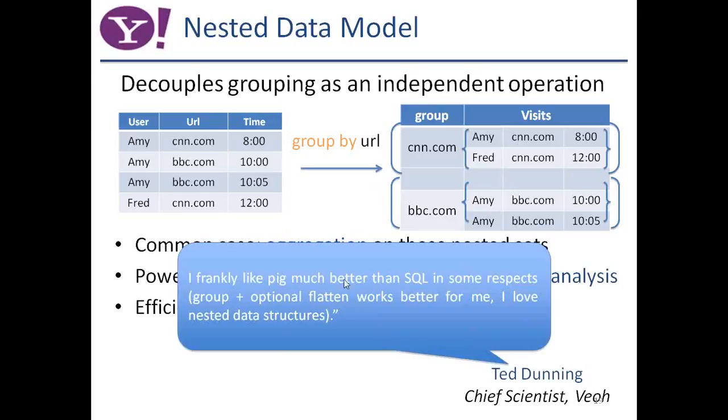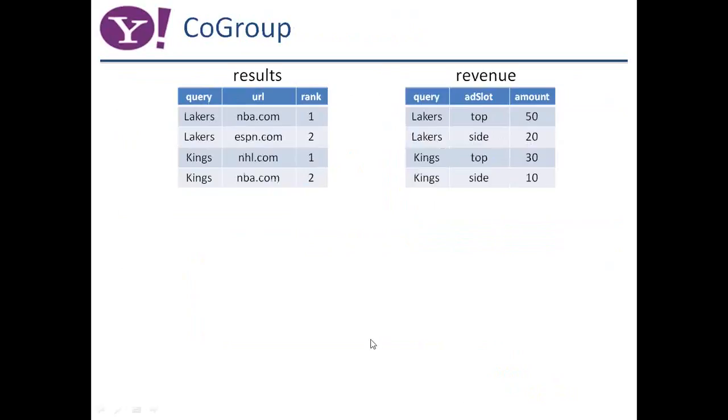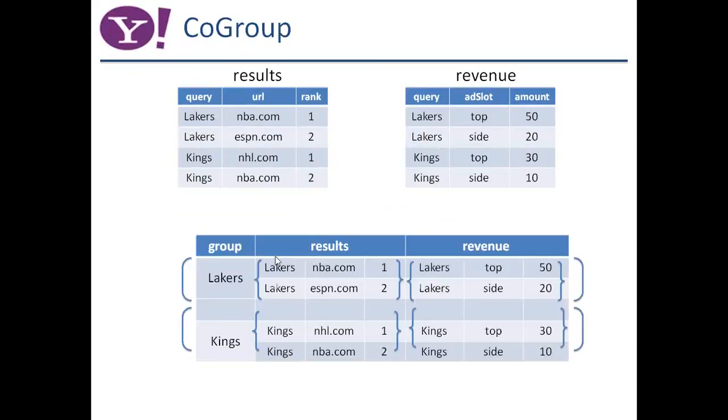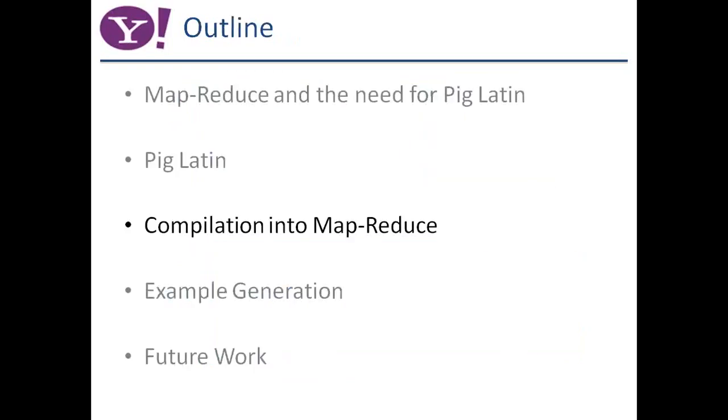So I frankly like Pig much better than SQL in some respects. That is, group plus optional flatten works better for me. I love nested data structures. Okay, and these results and revenue, we are going to group like this as well, right? So a cross product of two bags would give you a natural join. It won't give you either excess or deficit records. It will directly give you the equi join that can be specified here.